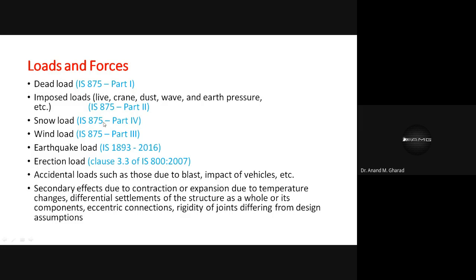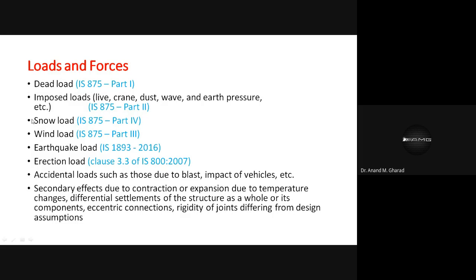All are expected to study these IS codes, IS 875, parts 1, 2, and 3. We need not go into details of snow load as such. This is a very typical loading condition found in particular areas where snow covering is always there. So we need not consider it right now. Even if we concentrate on these three parts, it is more than sufficient.